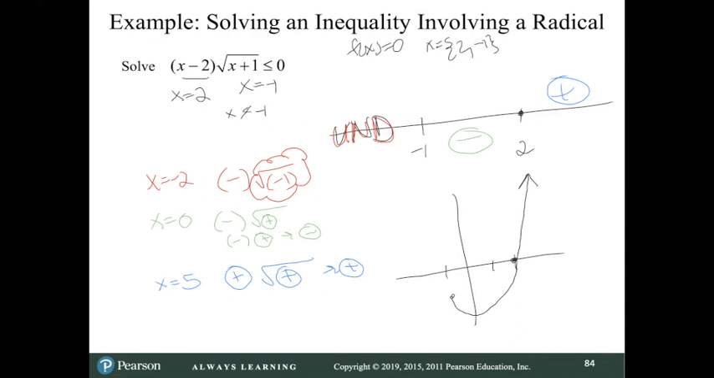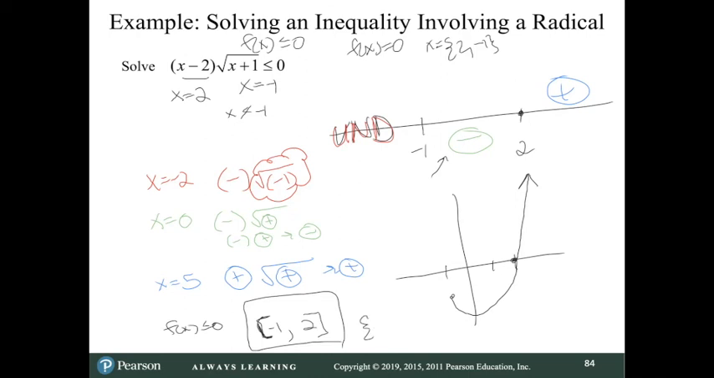The question is asking, when will this f of x be less than or equal to 0? When will it be negative? So the answer is this green interval here. That's the only place that it was negative. And we also want to know when it equals 0. So our answer will be f of x is less than or equal to 0 for x values from and including negative 1 to 2. In a set, that would be x, where negative 1 is less than or equal to x is less than or equal to 2. x is between negative 1 and 2.